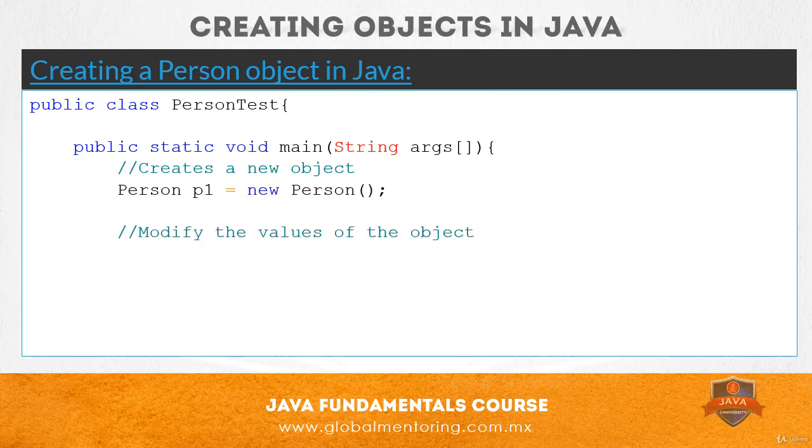We can modify the values of the object. In this case, we use the variable p1, and we can access the attributes using the dot operator. So we can use p1.id equals 1, and the first name equals Rita, and last name equals Brown. After that, we close the main method and we close the PersonTest class. In later lessons, we will see in more technical terms what the word new does. But for this lesson, it's enough to know that it allows us to create new objects.